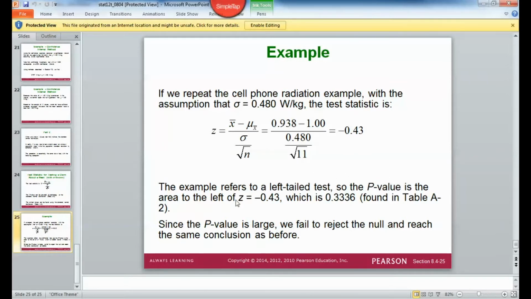Left-tailed, so the area is to the left of the test statistic. Remember, if you want to find area to the left, that's what our table actually shows because it's cumulative from left to right. So this is what you would get in table A in your z-score chart. It says since the p-value is large, we fail to reject the null and reach the same conclusion as before. So you remember the significance level is 0.05, so that is much larger. If it's smaller than 0.05, we reject, but since it's larger than 0.05, we fail to reject. All right, and that's it for this.